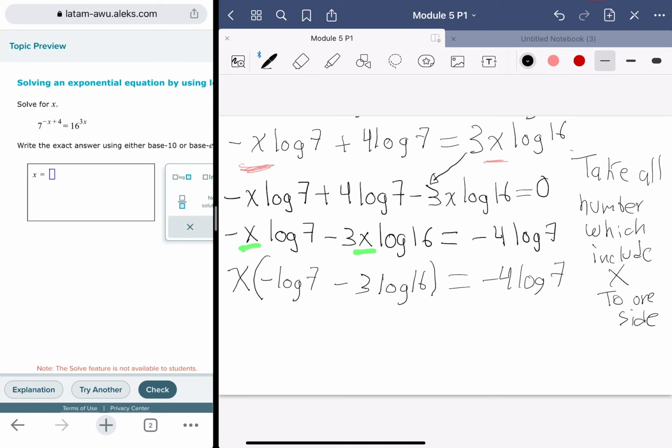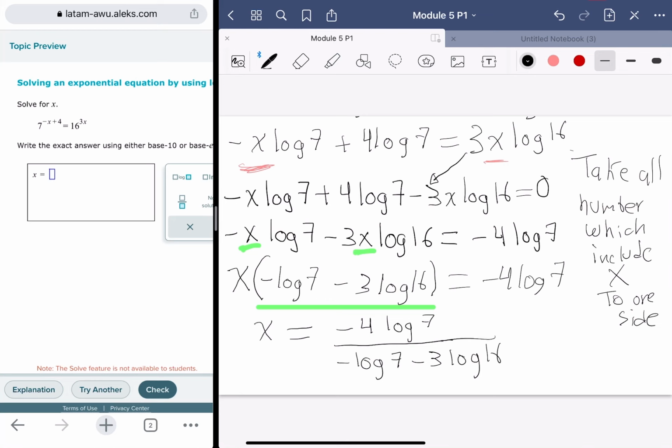Okay, and now the last step to leave my x alone is to move all this big term to the right side. And because it is multiplying on the left side, when I move it to the right side, it's going to be dividing. So I'm going to have x equals minus 4 logarithm of 7 over this whole big term, which is minus log 7 minus 3 log 16. And that is the answer to this exercise.